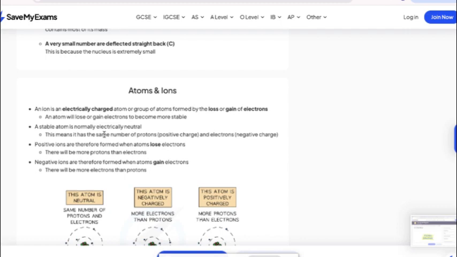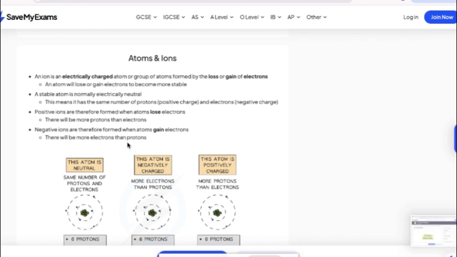A stable atom is normally electrically neutral. For any atom that has not lost or gained electrons, we say that it is electrically neutral. Why? Because the number of protons is always equal to the number of electrons. So positive ions are formed when atoms lose electrons. We've explained this. Positive ions are formed when atoms lose electrons, like sodium.